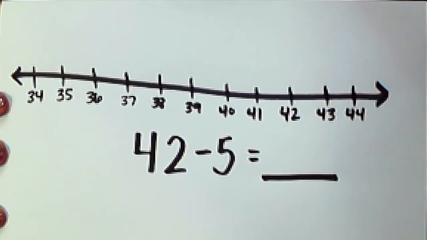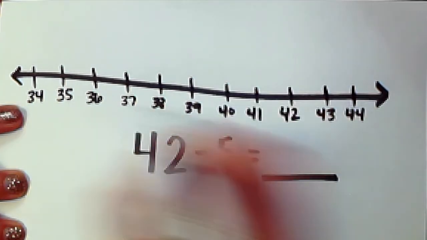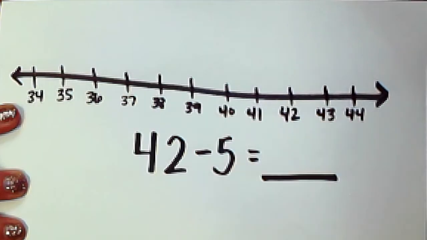In my classroom, you guys will see that there's a giant number line on the wall that goes all the way from negative 20 to 120, and you can use that number line to also help you subtract. It doesn't have to be just a little segment. It can be the entire thing.